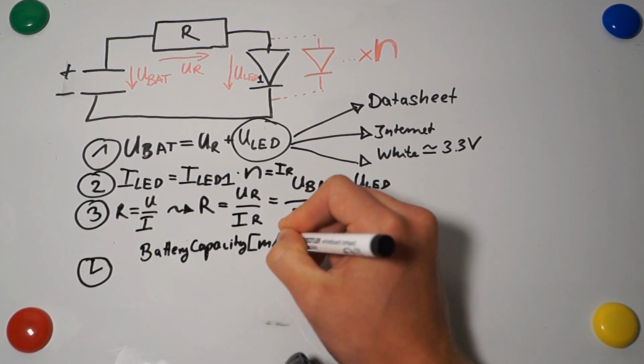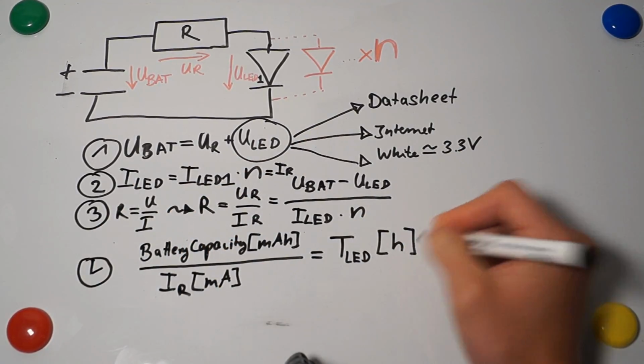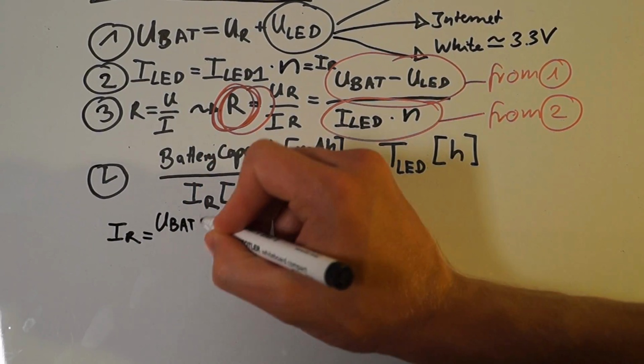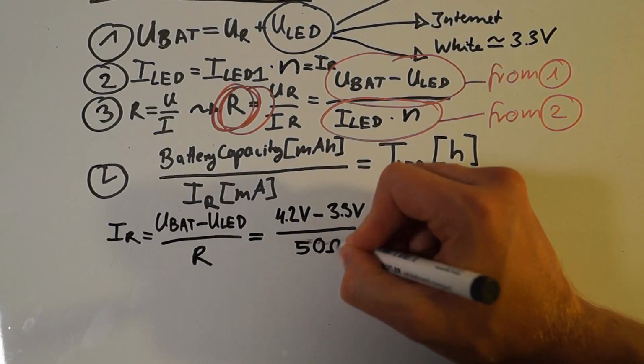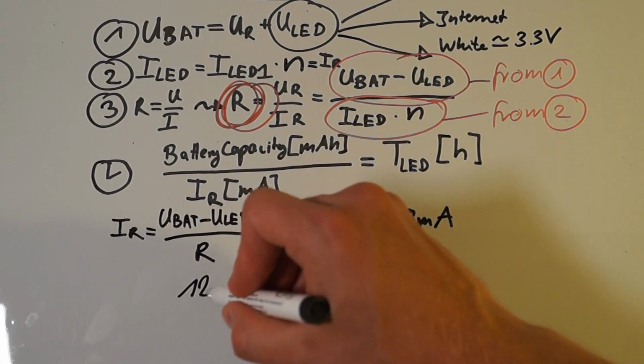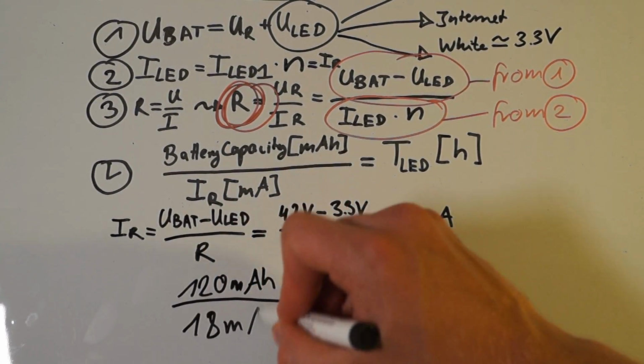The last equation shows how to calculate battery runtime. Using the equations shown before, I calculated the current flowing using a 50 ohm resistor. Dividing the battery capacity by the overall current equals the time the LEDs will stay lit.